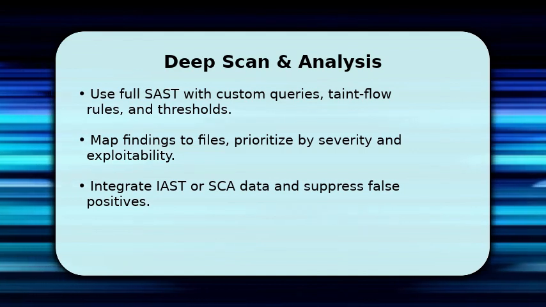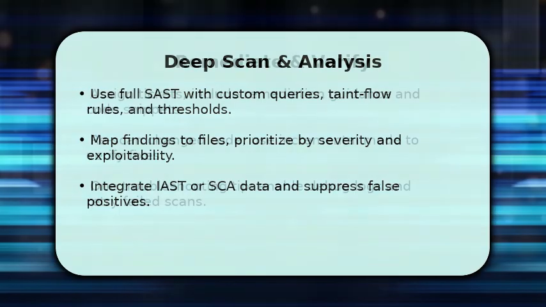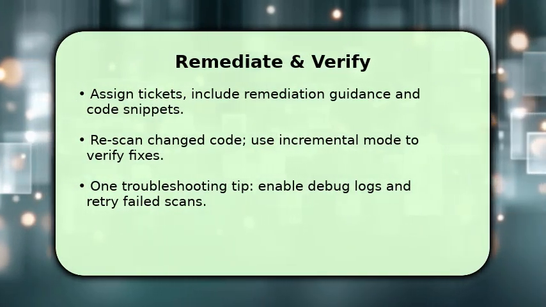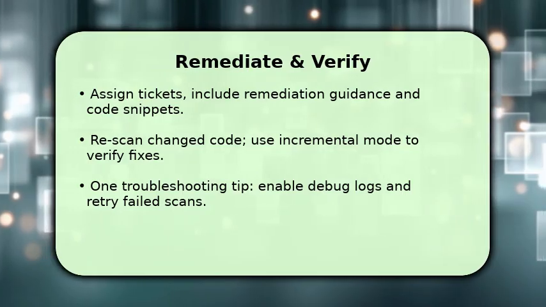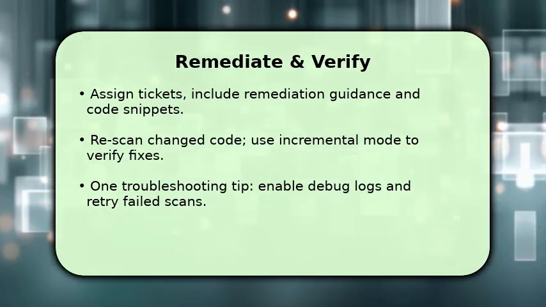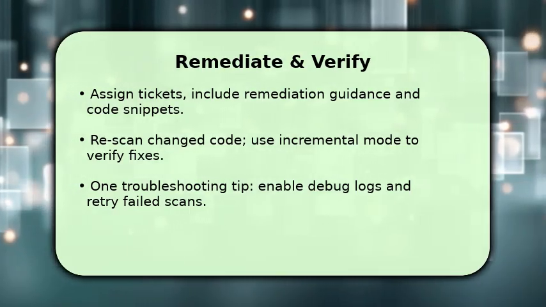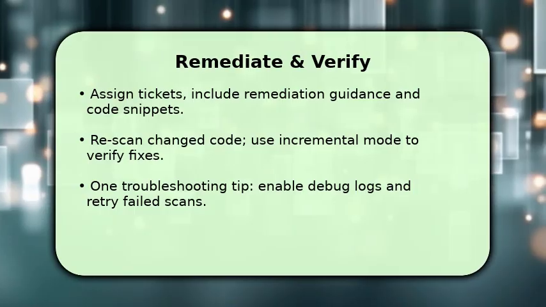You finish by assigning remediation tasks with clear steps, suggested fixes, and code snippets directly from Checkmarx to speed developer work. Once developers push fixes, run incremental rescans to verify the issues are resolved and confirm no regressions. Make sure your CI triggers the scan automatically.